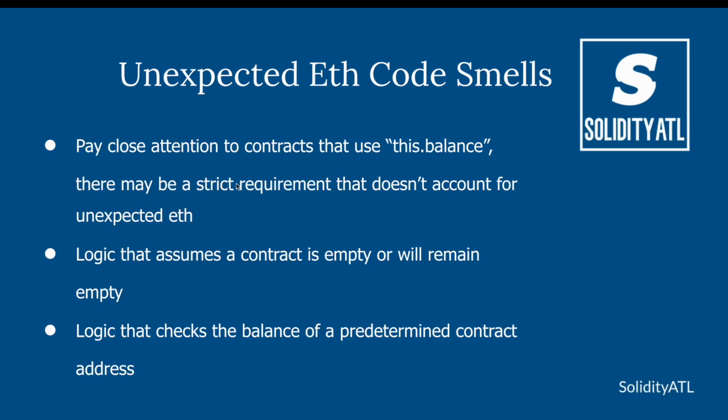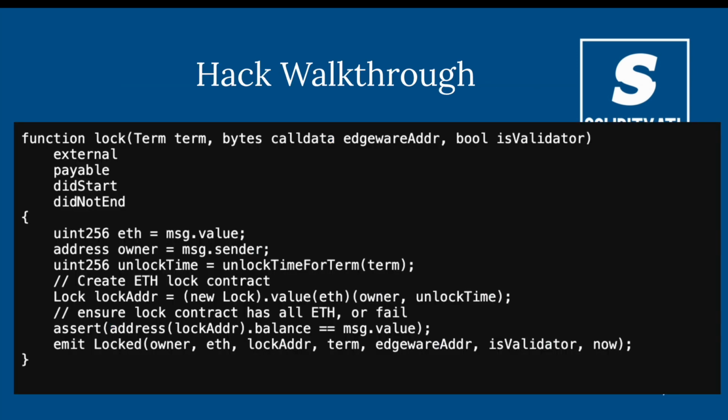All right, so now we're going to take a look at some unexpected ETH code smells. So what you're going to want to do first is pay close attention to contracts that use this.balance. There may be a strict requirement that doesn't account for unexpected ETH. We saw this in our Lockdrop example. It wasn't this.balance, but it used the balance of a contract that could have unexpected ETH sent to it, and it used a strict equality.